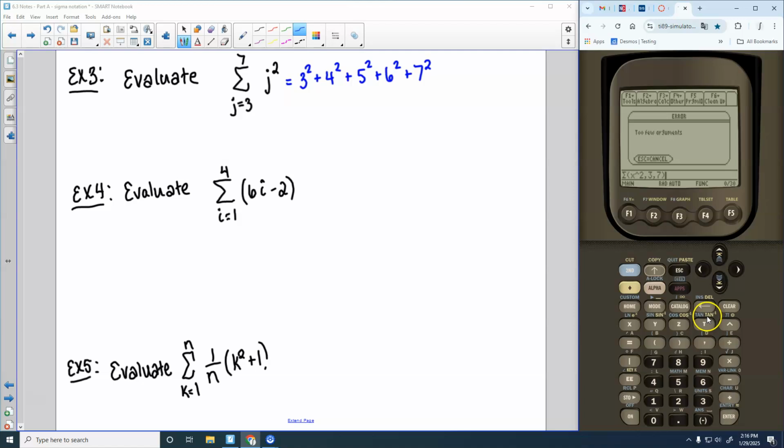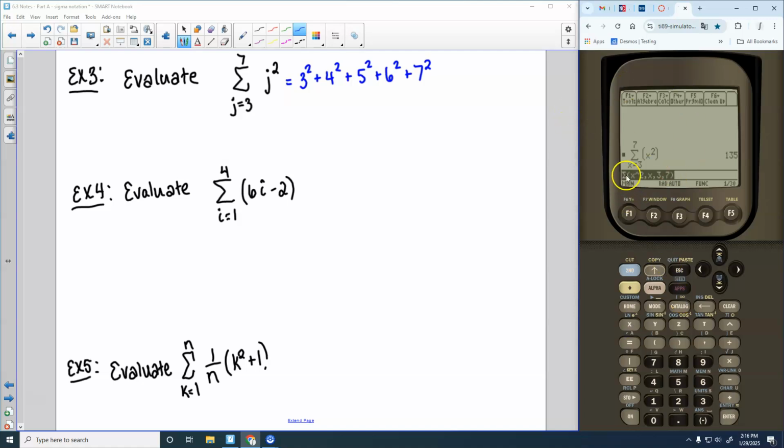No. What did I do wrong? Okay. It's not because I used x, is it? I don't think so. Oh, I bet I gotta tell it that x is a variable. I forgot to put comma x. Let's try that. Okay, there we go.